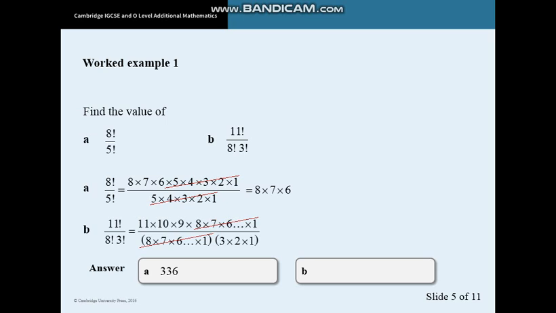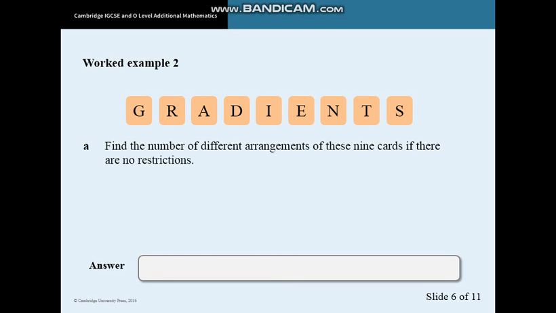The second one, can you do this by yourself? Of course. So 11 factorial equals 11 times 10 times 9 times 8 factorial. So for 8 factorial, we can cancel 8 factorial and 8 factorial. So we have 3 times 2 times 1 left. So we do the cancellation and simplifying, and we have 165.